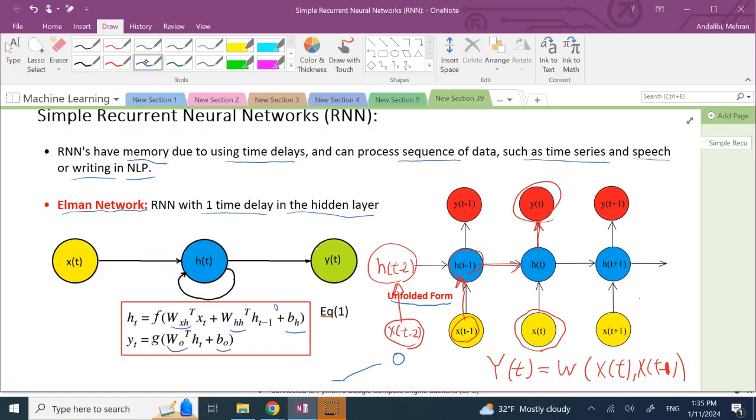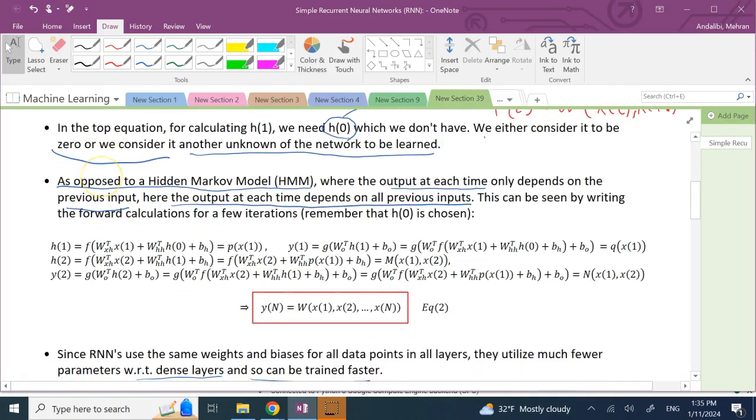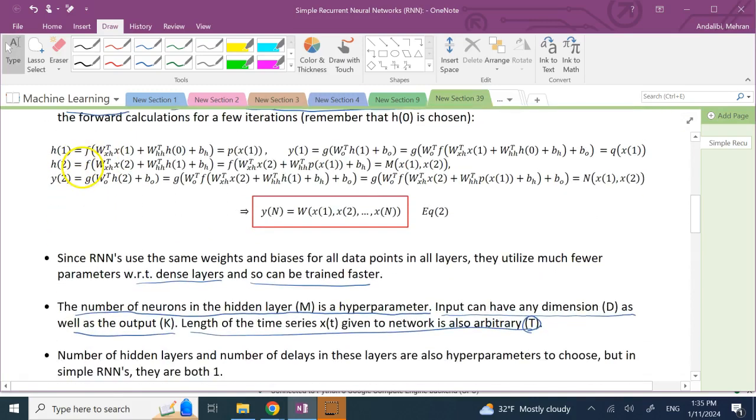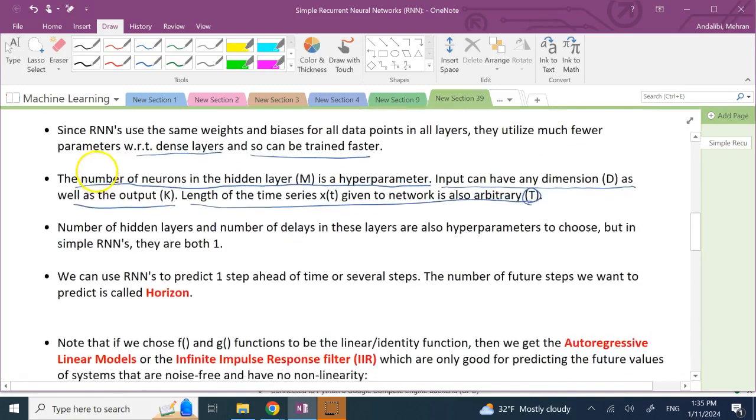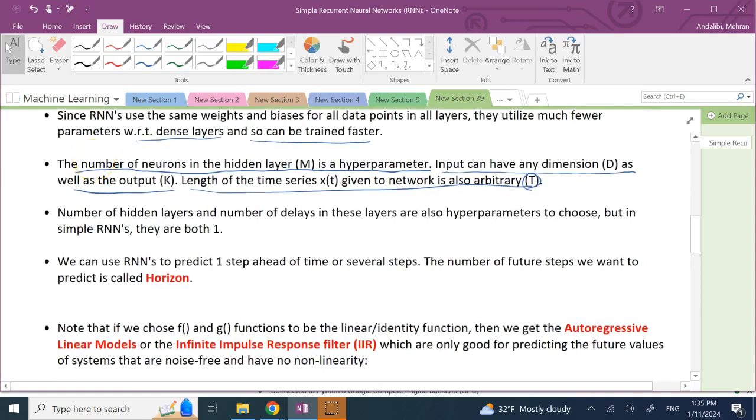But in the simple one that we are talking about right now, we only have one hidden layer and one single delay. Recurrent neural networks could be very, very complicated, and in our future videos, we're going to see some more complicated ones. But here, this is the simplest of all that we want to start with. The number of hidden layers and the number of delays in these layers are also hyperparameters to choose, as I said.